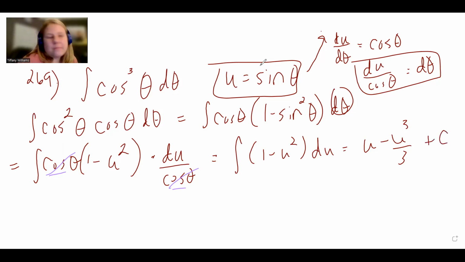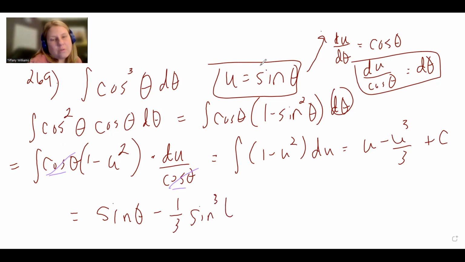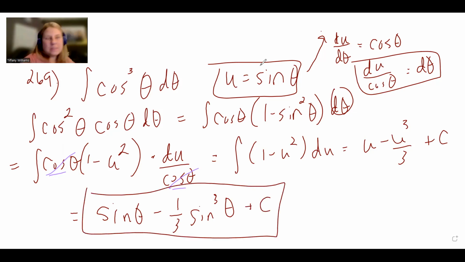And then plus c. Now I'm going to plug in what u was. u is sine theta, so we have sine theta minus 1/3 sine cubed theta, or sine cubed theta over 3, same thing, plus c. What's awesome about this, besides the plus c, is you can check your answer. If you take the derivative of sine theta minus 1/3 sine cubed theta, you will get back to cosine cubed theta. So that's pretty nice.